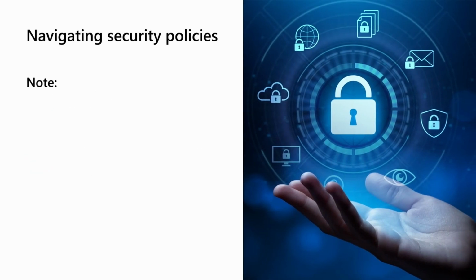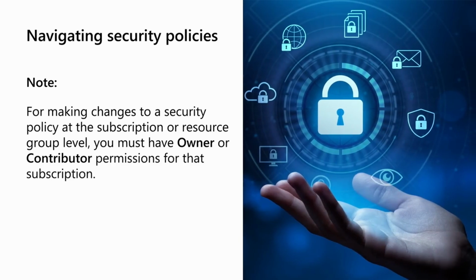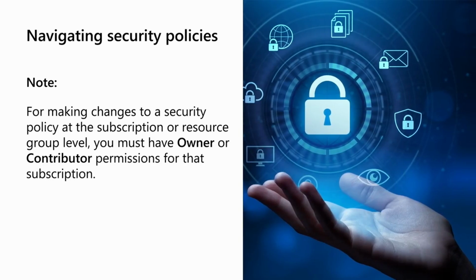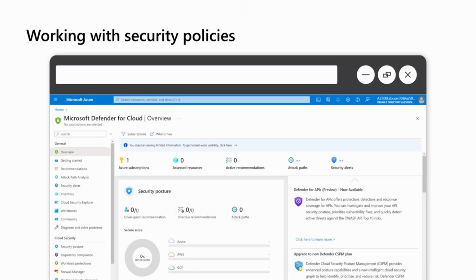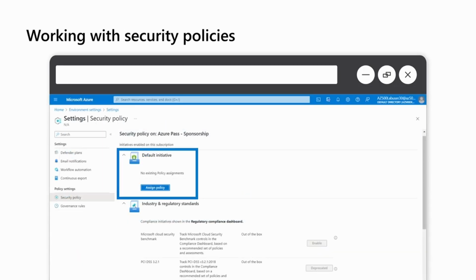It's important to note here that if you want to tweak those security policies at either the subscription or resource group level, you need to have the owner or resource policy contributor permissions for that subscription. When working with security policies, a helpful way to get started is by checking out the active security policies. You can view the active security policies through the Defender for Cloud environment settings. After selecting your subscription, select Security Policy to see the default or custom initiatives enabled on your subscription. In this case, we'll select the default initiative.